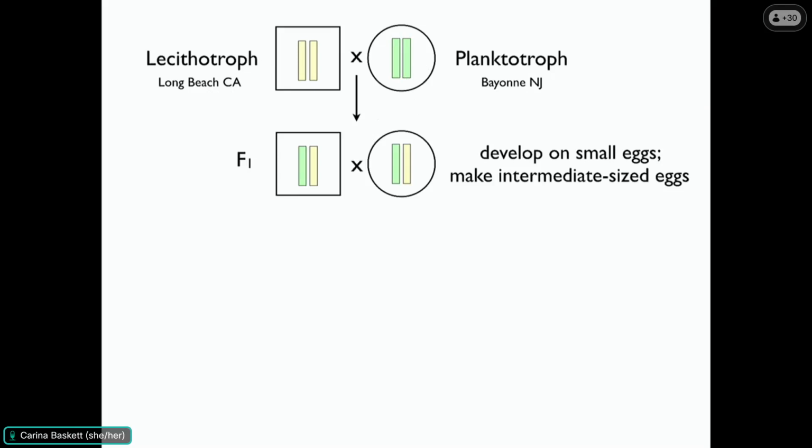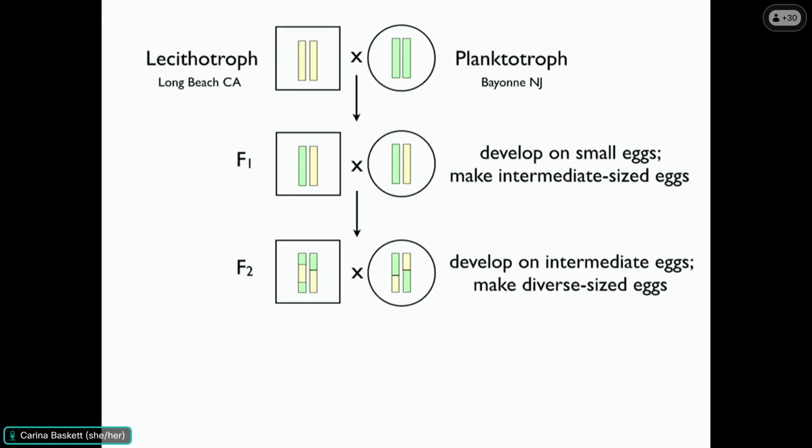So that's telling us that there is a maternal regulation of the egg size, and further that there's some level of additivity, so that we get this intermediate that we don't observe in nature when we cross them. They make F2s. The F2s all develop on these intermediate-sized eggs made by their F1 mothers.